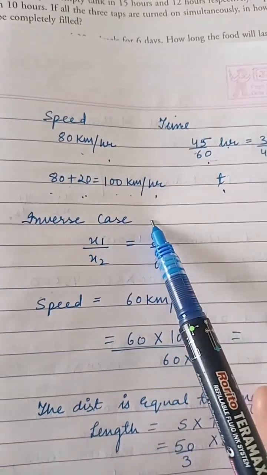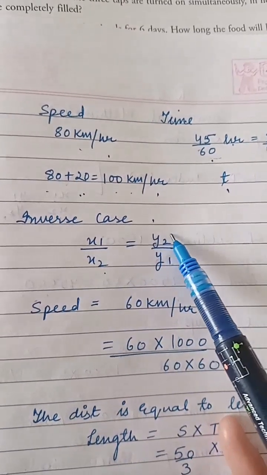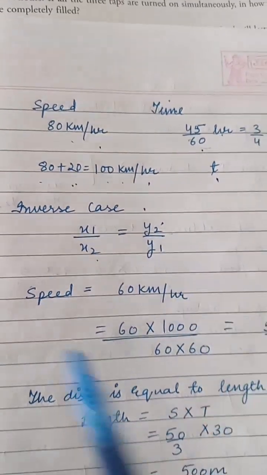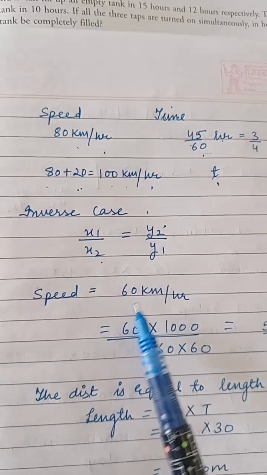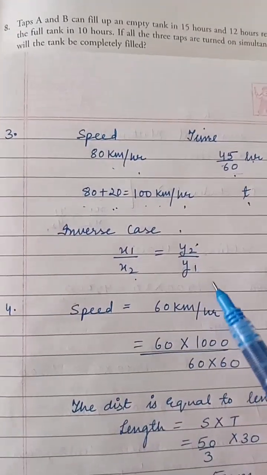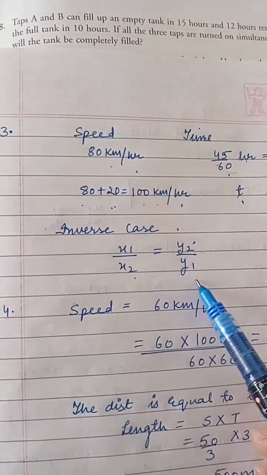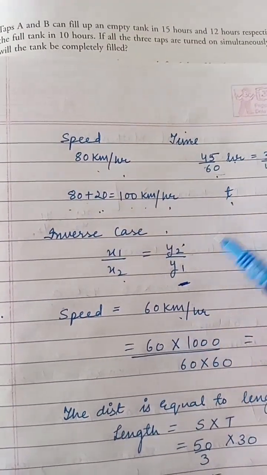This is the inverse case. Now the formula of inverse is x1 by x2 is equal to y2 upon y1. Speed is equal to 60 kilometers per hour. So this is the next question, sorry. So this was the inverse case. You can substitute these values and you can get the answer.